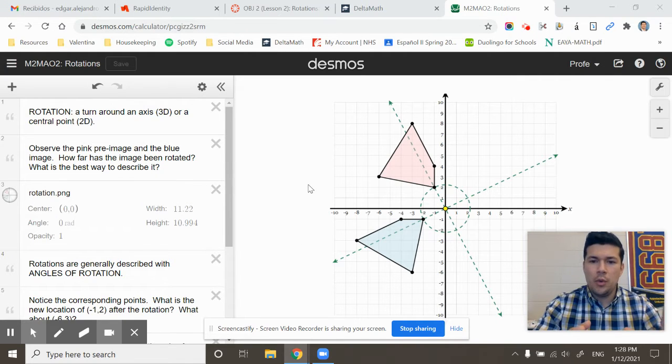We're going to continue with a pink pre-image and a blue image. Here is an example of a rotation. If the pink one was the pre-image, think about how far you've rotated this blue image. There's a couple of answers right here. You can either think of it as a counterclockwise rotation, meaning going against the clock, or you can think of it as a clockwise rotation.